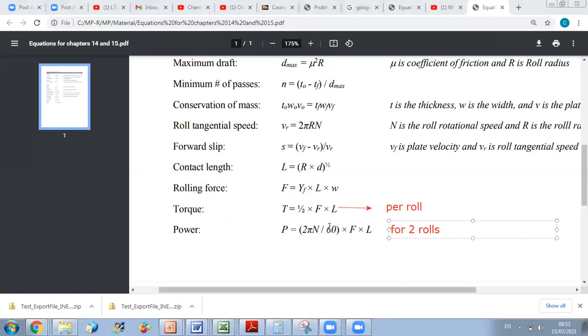Here, why is it divided by 60? You should understand the formulas to know why it's over 60, because here N is provided in revolutions per minute. If you want to find the power in joules per second at the end, you should multiply first by 2 pi to get it in radians, and you should divide by 60 because you want to convert from revolutions per minute to radians per second.